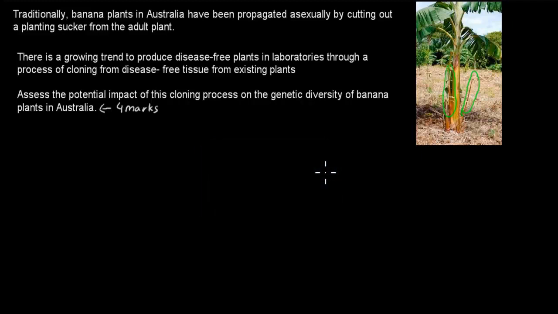Welcome back. Alright, so you should analyze, what is this traditional technique that we used? Well, it's about asexual reproduction. And asexual reproduction means that the parent is identical to the offspring. Now it's saying this new trend is that we use this new technique which produces new plants through a process of cloning. Cloning is also asexual. So it's using cloning, which is asexual, from disease-free tissue from existing plants. In this case, it's also parents are identical to offspring.